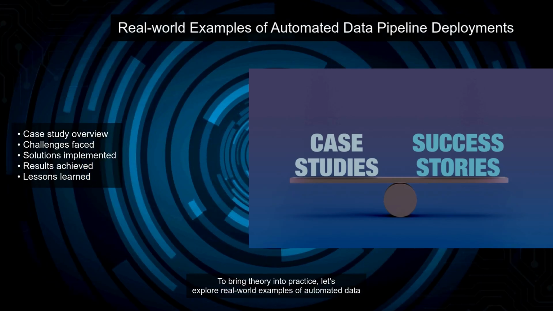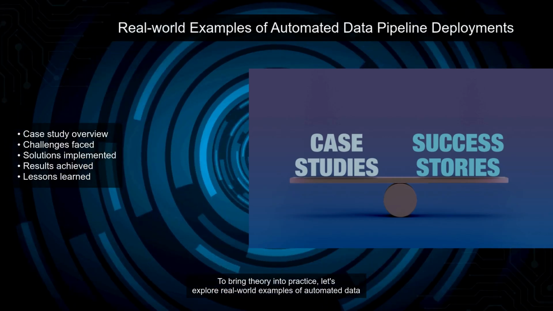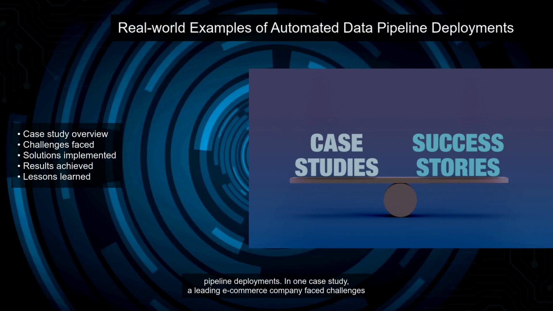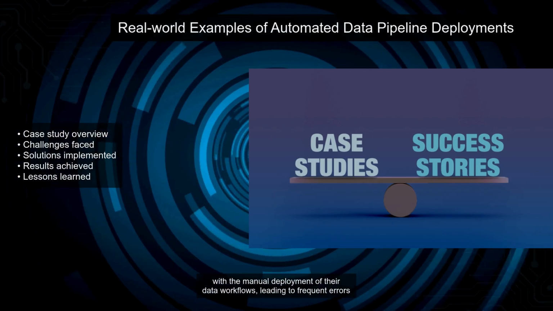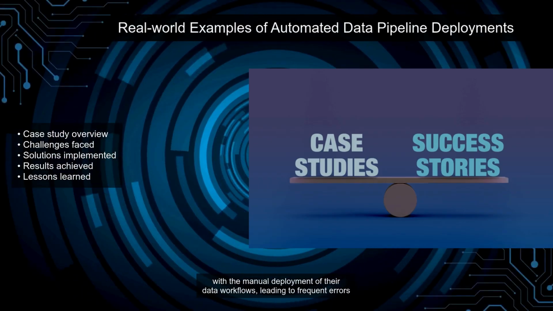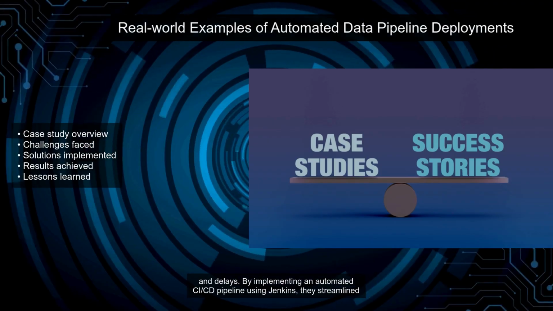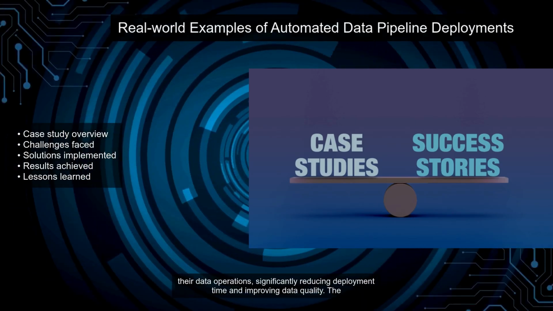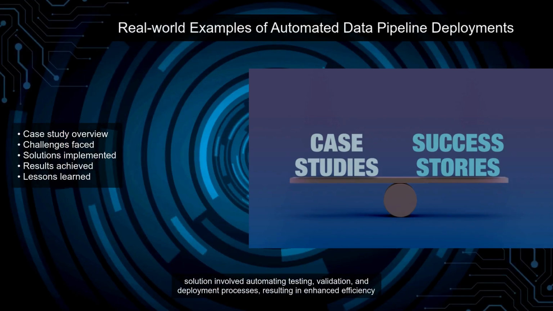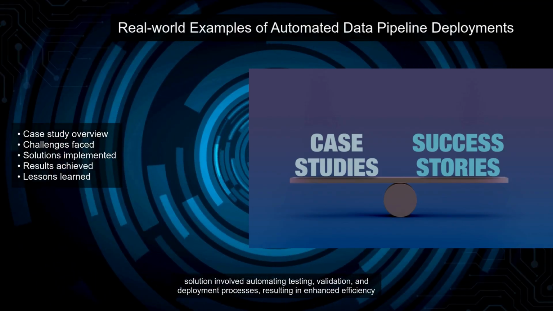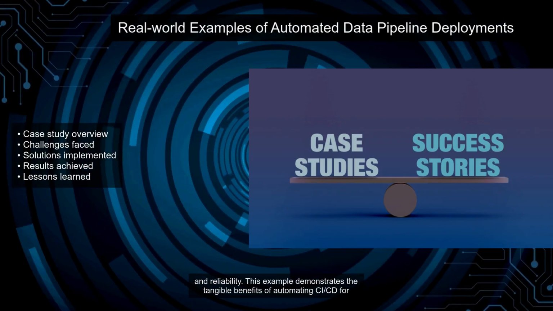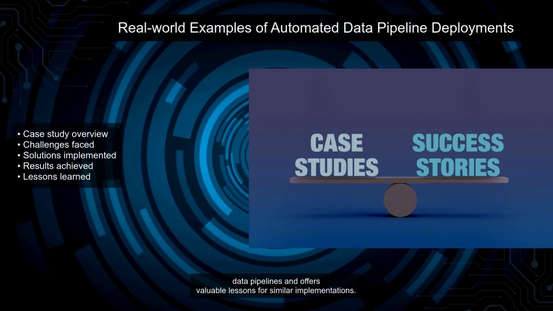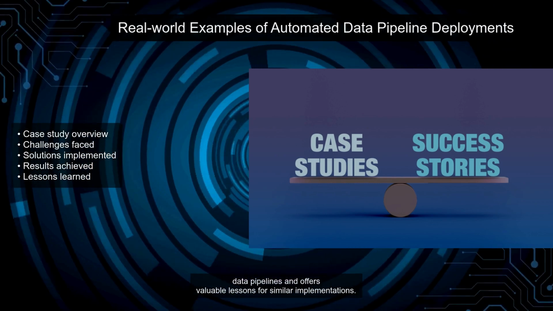To bring theory into practice, let's explore real-world examples of automated data pipeline deployments. In one case study, a leading e-commerce company faced challenges with the manual deployment of their data workflows, leading to frequent errors and delays. By implementing an automated CI/CD pipeline using Jenkins, they streamlined their data operations, significantly reducing deployment time and improving data quality. The solution involved automating testing, validation, and deployment processes, resulting in enhanced efficiency and reliability. This example demonstrates the tangible benefits of automating CI/CD for data pipelines and offers valuable lessons for similar implementations.